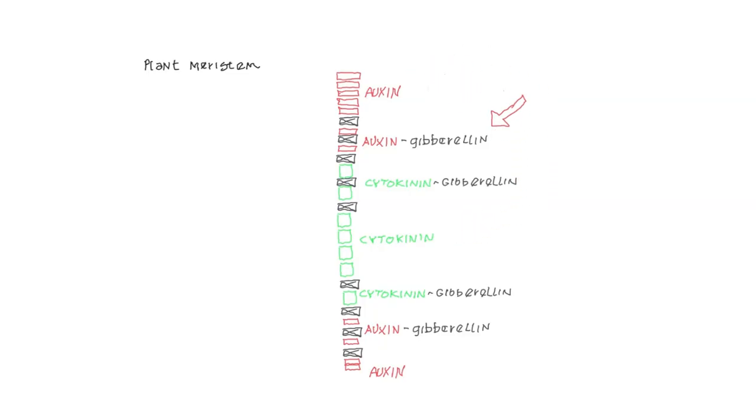Auxin with gibberellin dominates when the internode is extending, and cytokinin and gibberellin dominate when the meristem is creating new nodal conditions. So gibberellin acts kind of like a switch that regulates the dialogue between auxin and cytokinin. Gibberellin does this by lysing proteins to create enzymes that facilitate the switching response.